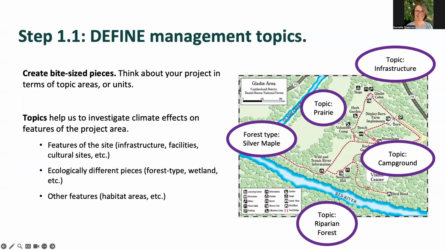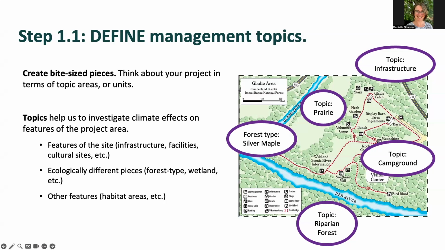As you start to define your location and project details, think about your project's big topics or units as they're defined in the Adaptation Workbook. What are the major attributes of your project area? Consider segmenting the project into these topics or units. That can be forest type groups, habitats, and key features of the site, like infrastructure or cultural sites. Defining these special areas will create space for discrete assessment of climate vulnerabilities and adaptation actions.